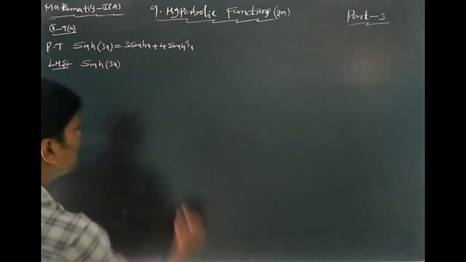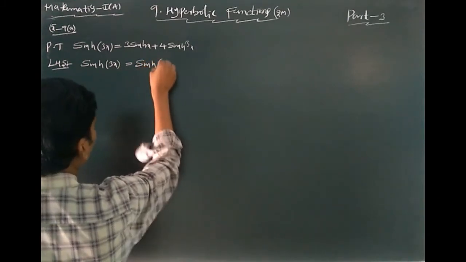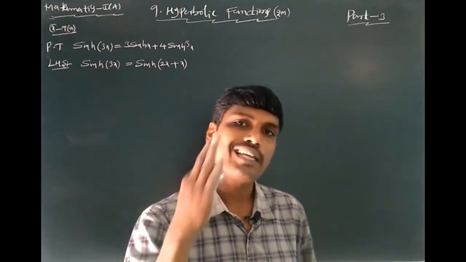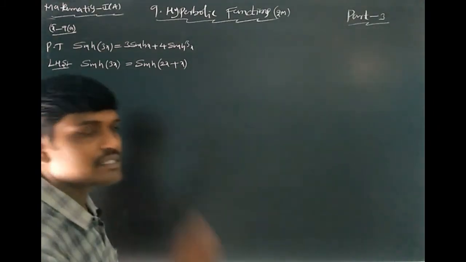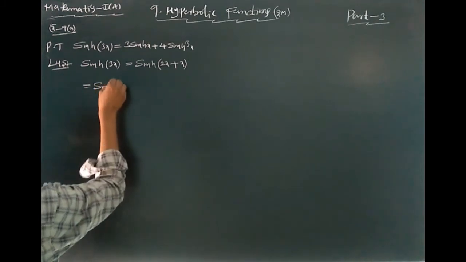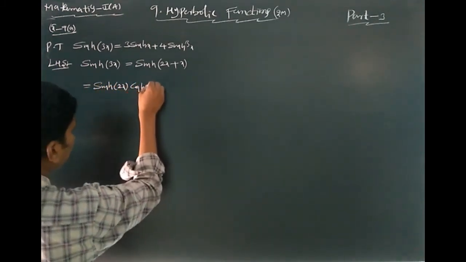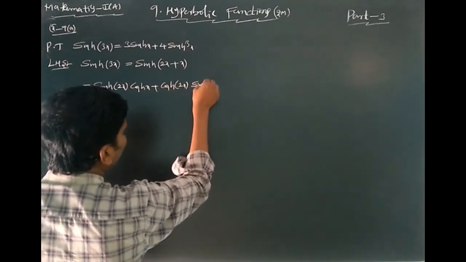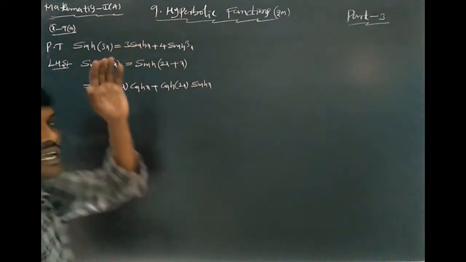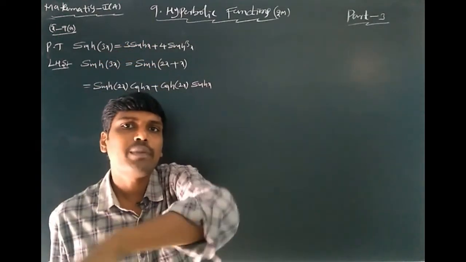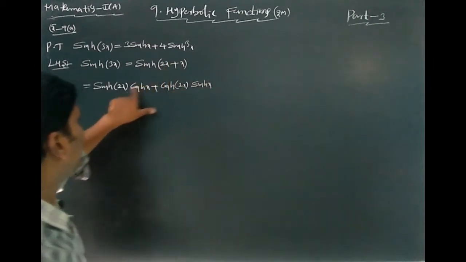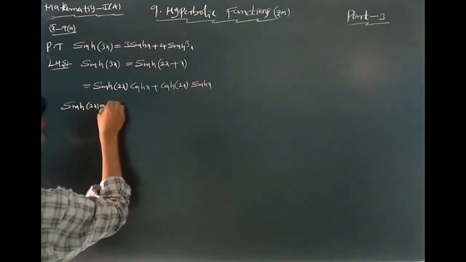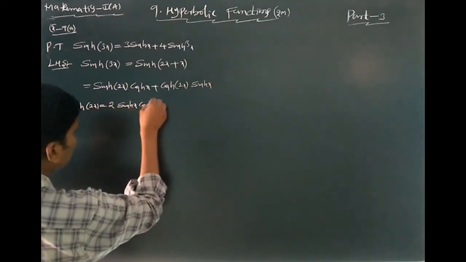Sinh of 3x you can write as sinh of (2x plus x). Correct or not, students? 2x plus x is how much? 3x. The sinh of (x plus y) formula is there. What is that formula? Sinh x into cosh y plus cosh x into sinh y. Here it becomes sinh of 2x into cosh x plus cosh of 2x into sinh x. Sinh of 2x formula is there: 2 sinh x into cosh x.